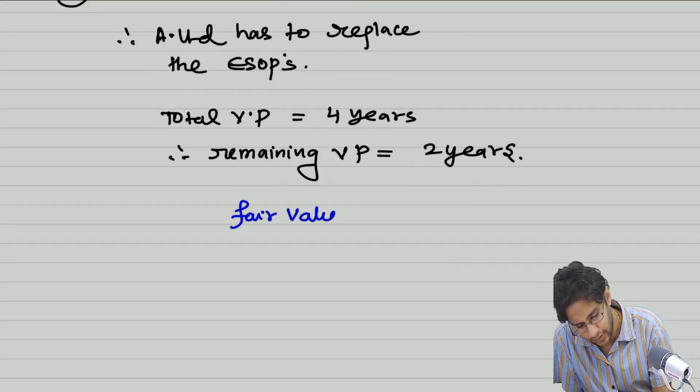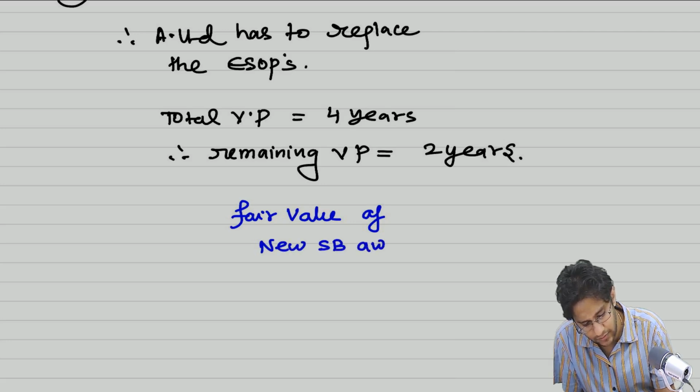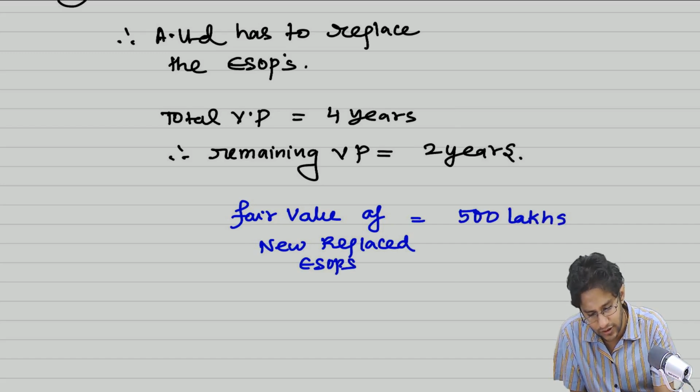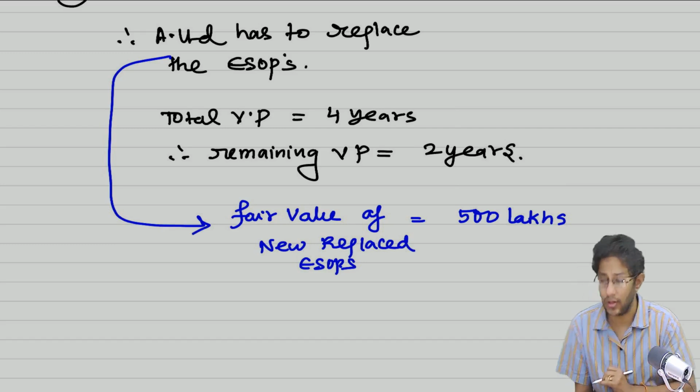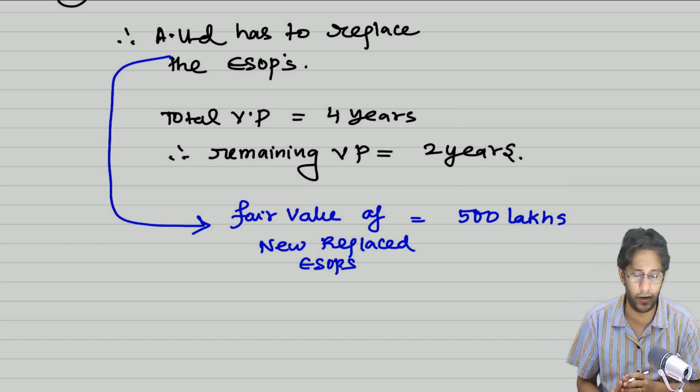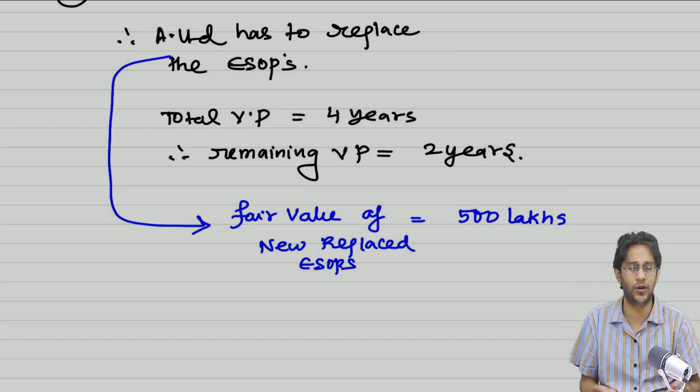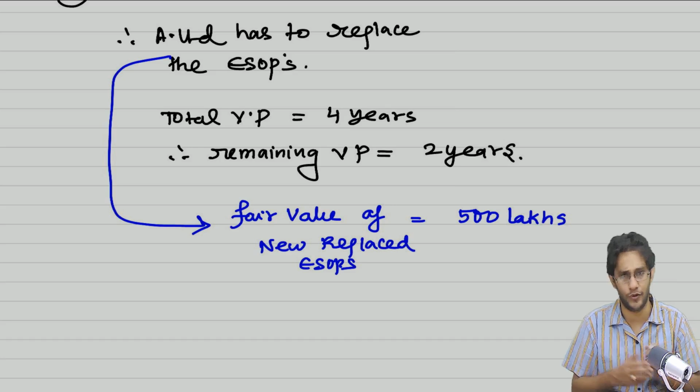determine the fair value of the new share-based awards, that is, the replacement ESOPs. So let us say this is 500. These new ESOPs, whatever A Limited has issued, are new ESOPs, so take the fair value of them, because today only they are replacing them, on the acquisition date. Work out the fair value as of the acquisition date. This is also the grant date for the new ESOPs.